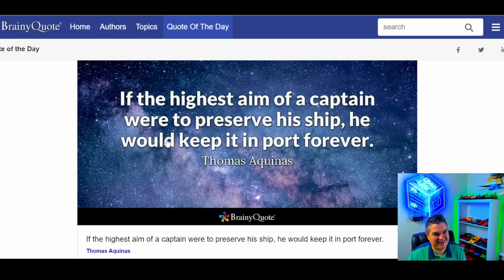Quote of the day, if you're new here, you're not watching anymore anyway. If the highest aim of a captain were to preserve his ship, he would keep it in port forever. Could be translated in a couple different ways.